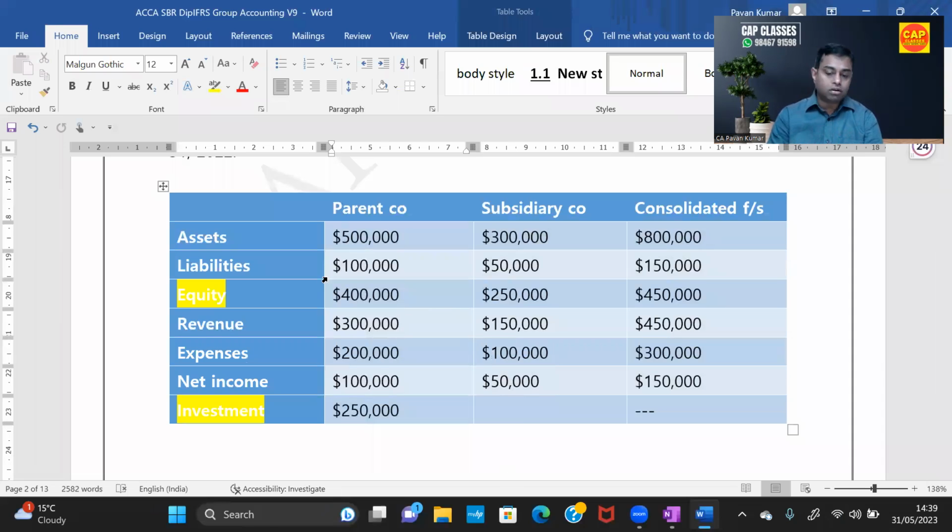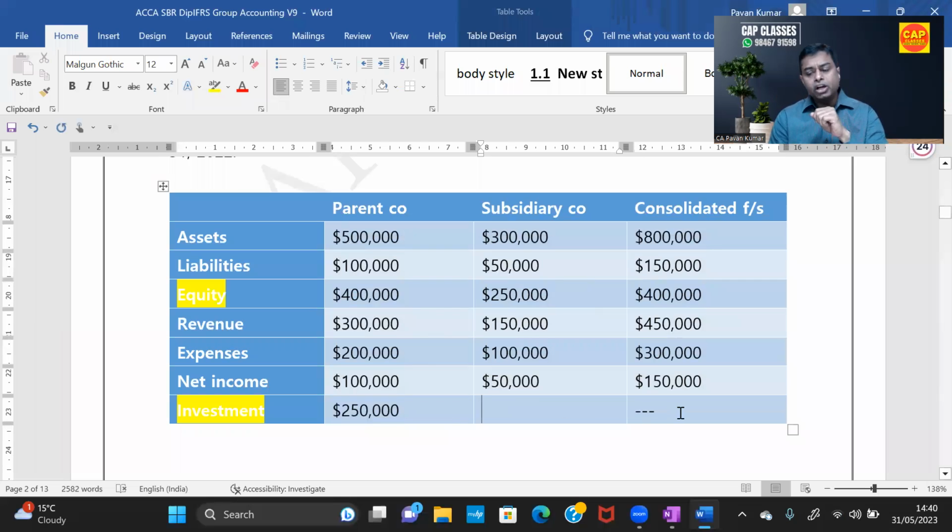5 plus 3 is equal to 8. Okay. 100 plus 50 is equal to 150. Okay. In case of revenue, 300 plus 150, 450. Okay. Expenses, 200 plus 100, 300. Okay. Net income, 100 plus 50, 150. Okay. But how come 400,000 plus 250,000, it should be 650,000? No. How come it is 400,000? It is not 450, I'm sorry. Typing mistake. It should be 400. 400,000 plus 250,000 should be 650. But why is it only 400?